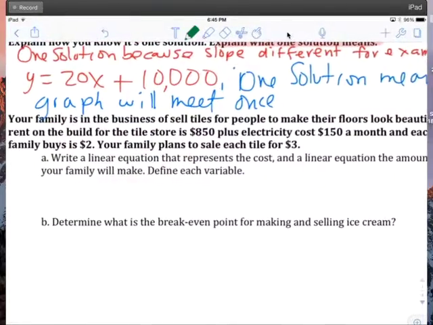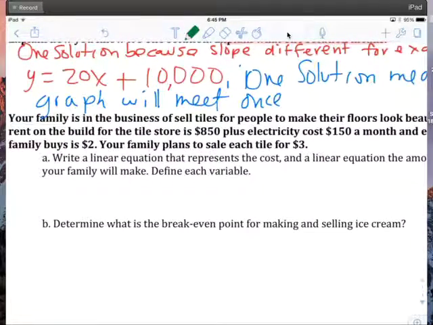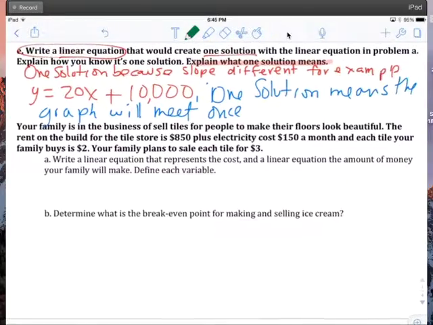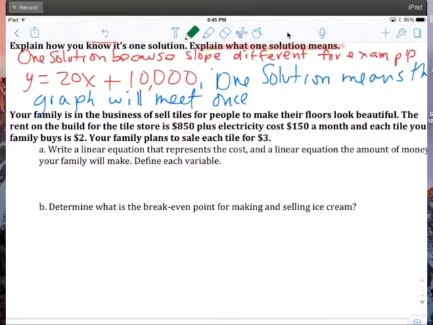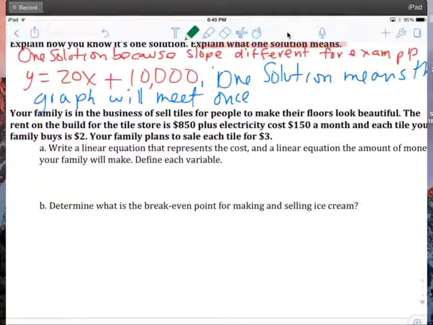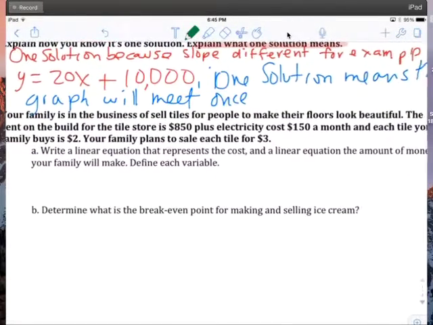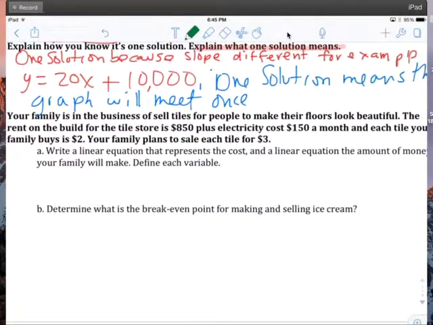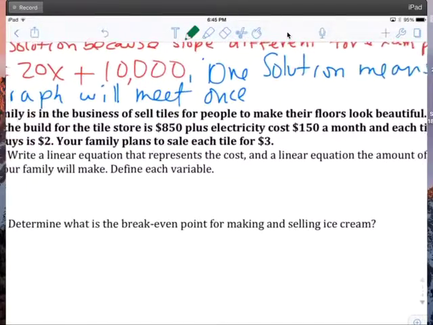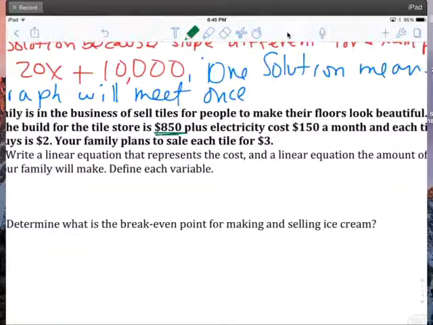Your family is in a business of selling tiles for people to make their floors look beautiful. The rent on the building. So if you're in a business, you're looking for cost and income. So the rent is a cost to you. The rent on the building for the tile is this much. So that's a cost. Plus electricity costs this much. That's a cost a month.